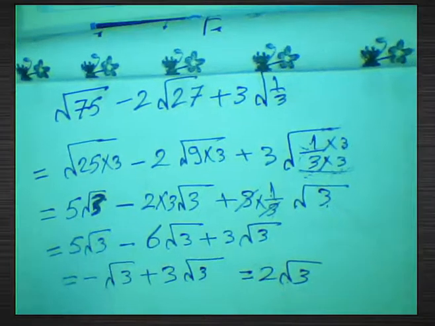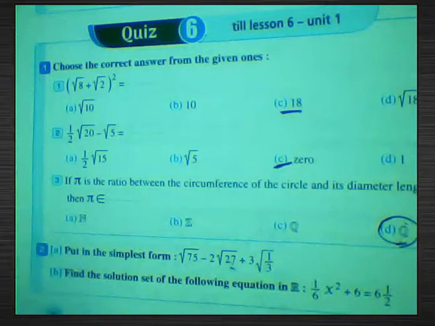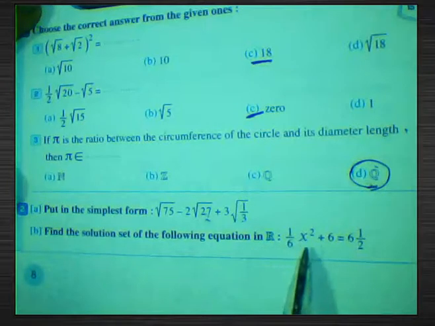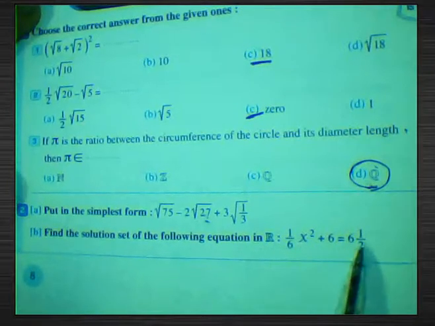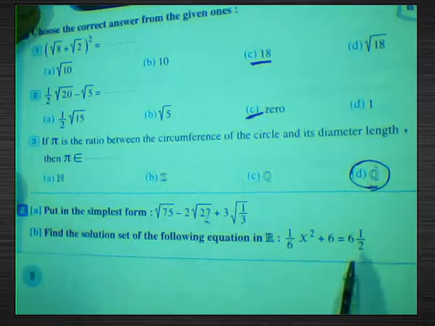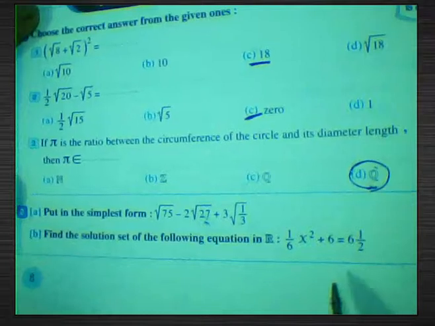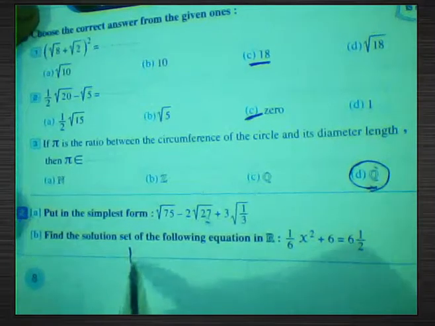Okay. Another question. Find the solution set of the equation in real numbers: 1 over 6 x power 2 plus 6 equals 6 and a half. 6 and a half equals 13 over 2. We can convert from an improper fraction to a mixed number, or from a mixed number to improper. It's very easy for you. I will solve it here.